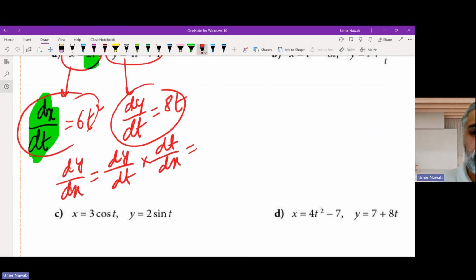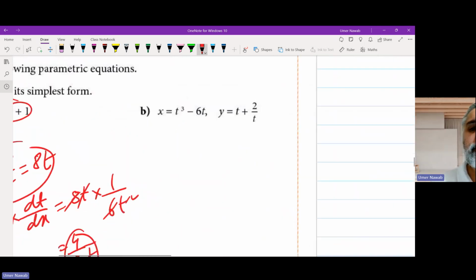Okay. What is dy by dt I have? It is 8t. And what is dt by dx? Reciprocated, 1 over 6t squared. Cancel them, so you are getting 4, and this is 3. T cancels with this one. And I get 4 over 3t.